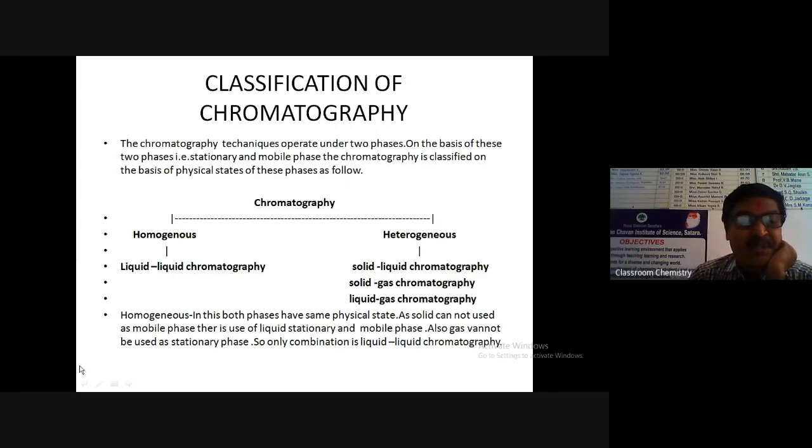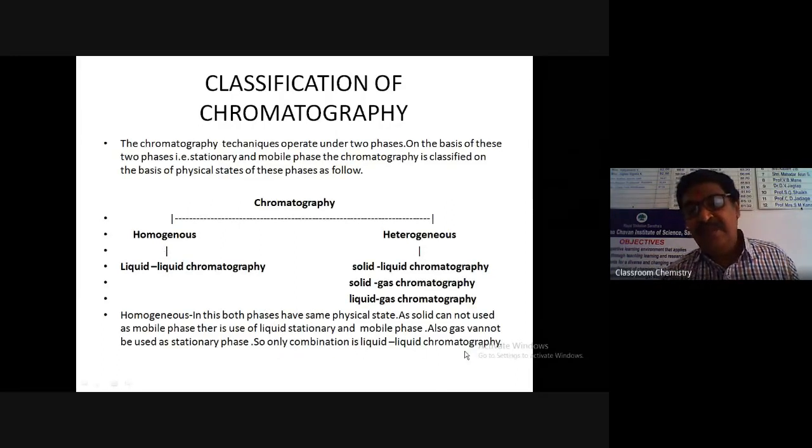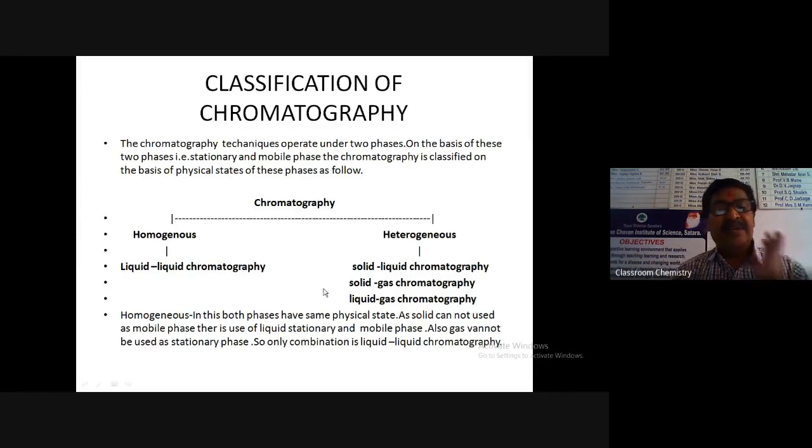A solid cannot be used as a mobile phase. The solid in this chromatography cannot be used as a mobile phase. There is a use of liquid as stationary and mobile phase. Hence, in this chromatography, the phases which are used are both liquid. The stationary phase is liquid and the mobile phase is also liquid. Also, gas cannot be used as a stationary phase in this. So the only combination in homogeneous chromatography is liquid-liquid chromatography.